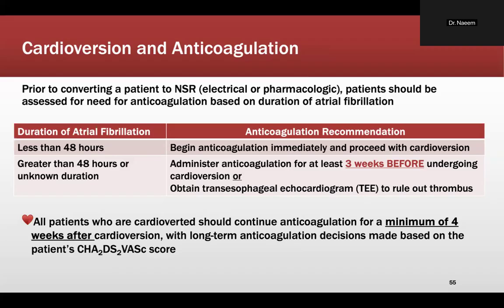So that's how the different types are approached. And again, the timing is what matters here. All patients who are cardioverted should continue anticoagulation for a minimum of 4 weeks after they are cardioverted. And then long-term anticoagulation decisions are made based on the patient's CHA2DS2-VASc score. So that's what I was getting to. We use this score to determine if a patient is a candidate or not.